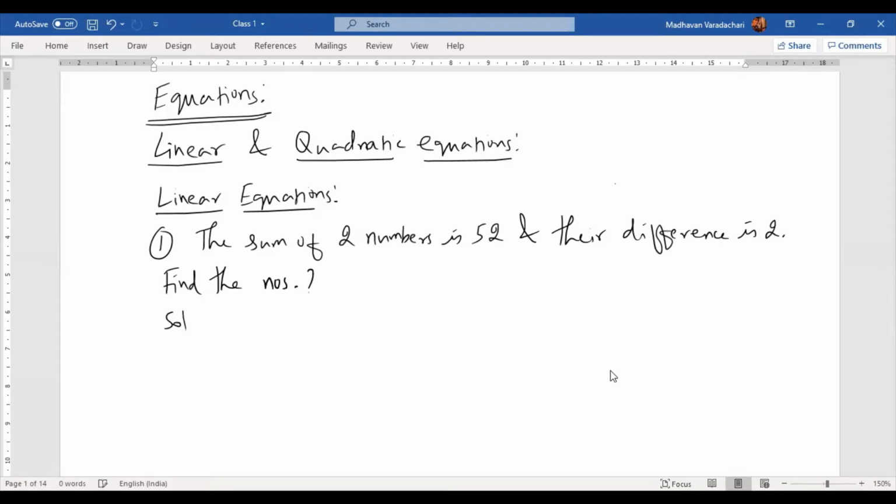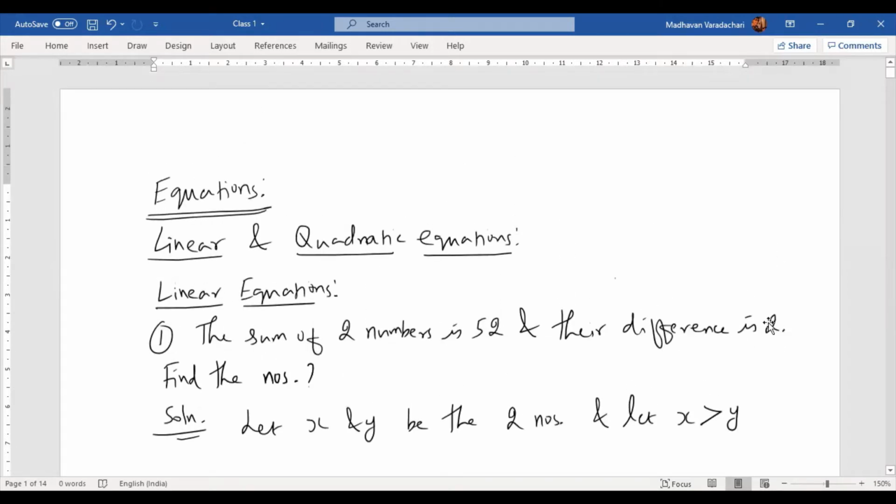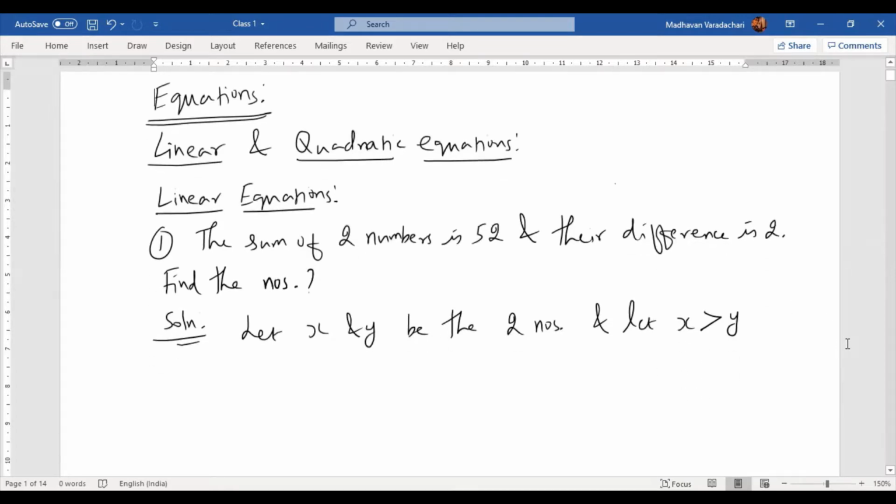So we have to start with an assumption. Let x and y be the two numbers, and let x be greater than y. Why I am keeping this assumption is that they gave us the difference also as positive. So some number has to be larger than the other number, so you get a positive number. Means I may do the subtraction x minus y equated to 2.